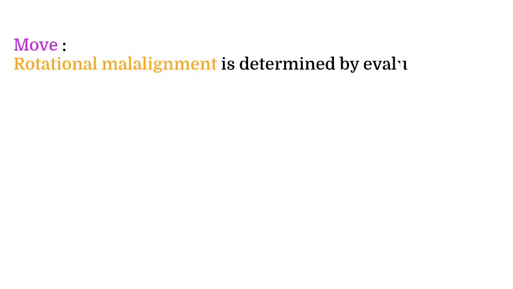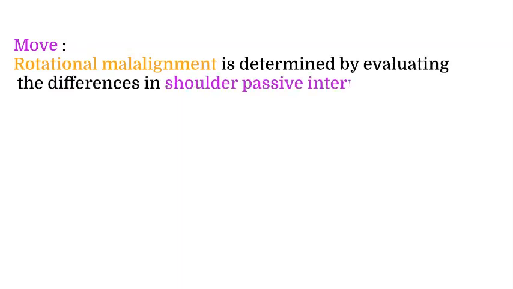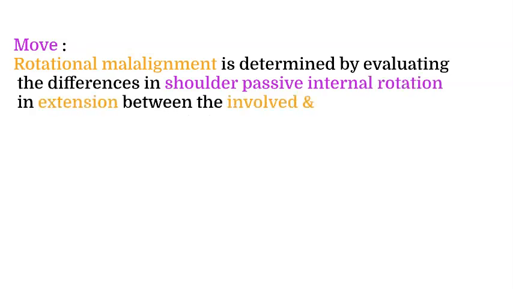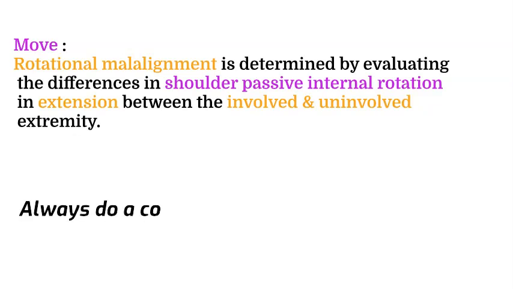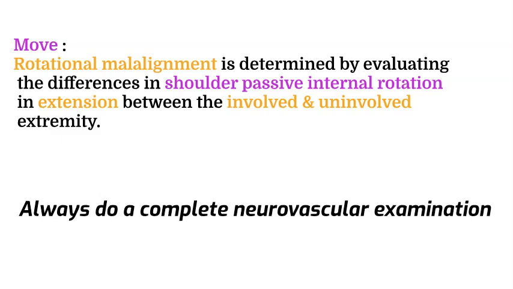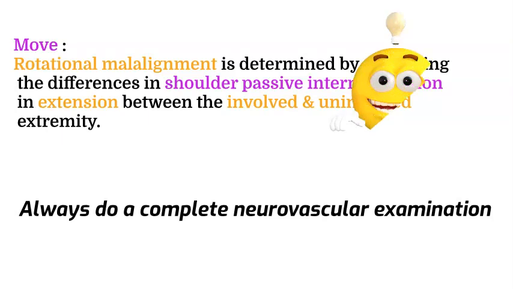Next, move. Rotational malalignment is determined by evaluating the differences in shoulder passive internal rotation in extension between the involved and uninvolved extremity. Always do a complete neurovascular examination.